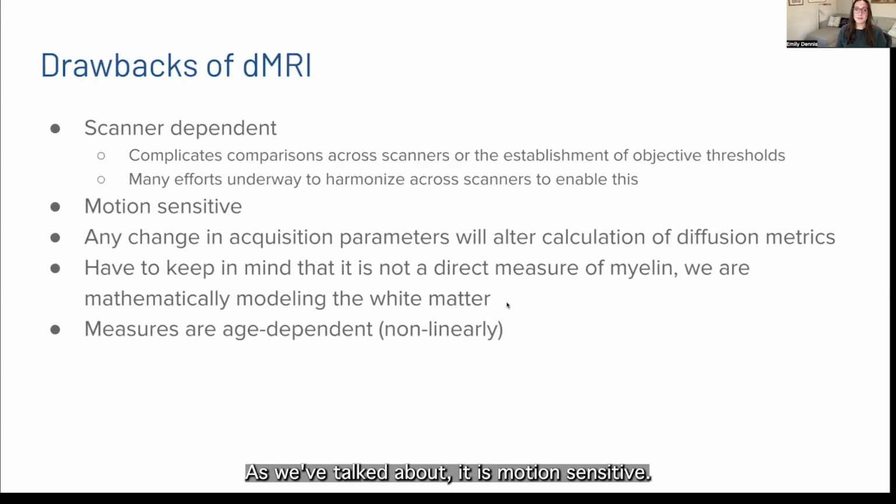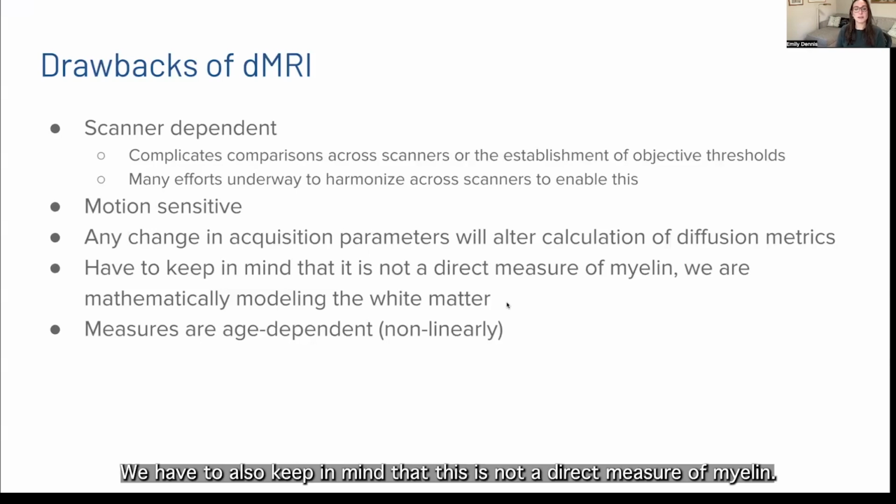As we've talked about, it is motion sensitive, so you have to do what you can to mitigate motion, but if there's too much, we just have to get rid of data, unfortunately. Any change in the acquisition parameters will alter the calculation of the diffusion metrics. We'll talk about the specific diffusion metrics on one of the next slides, but we do need to keep the parameters consistent if we want to directly compare the measurements that we get.